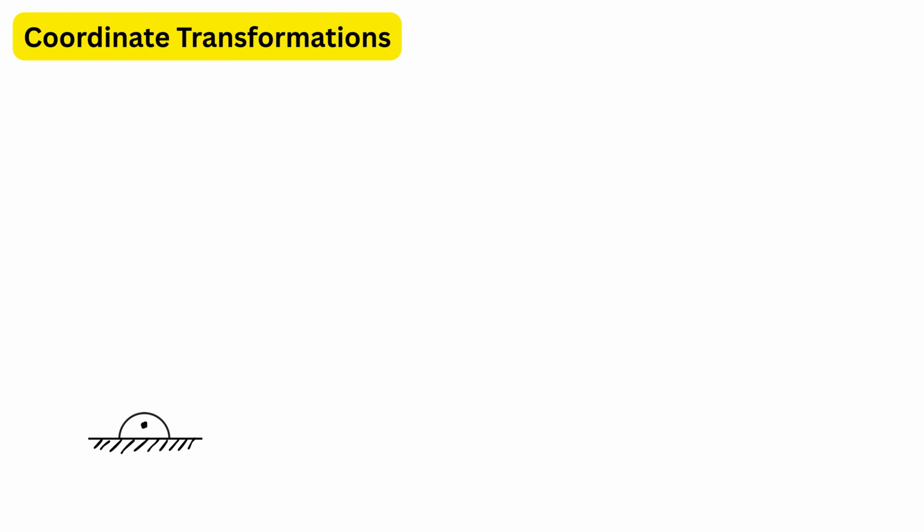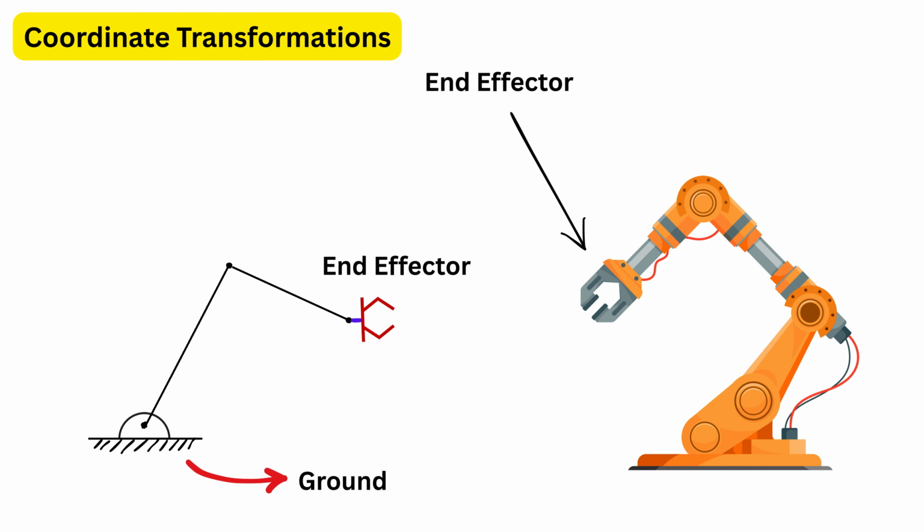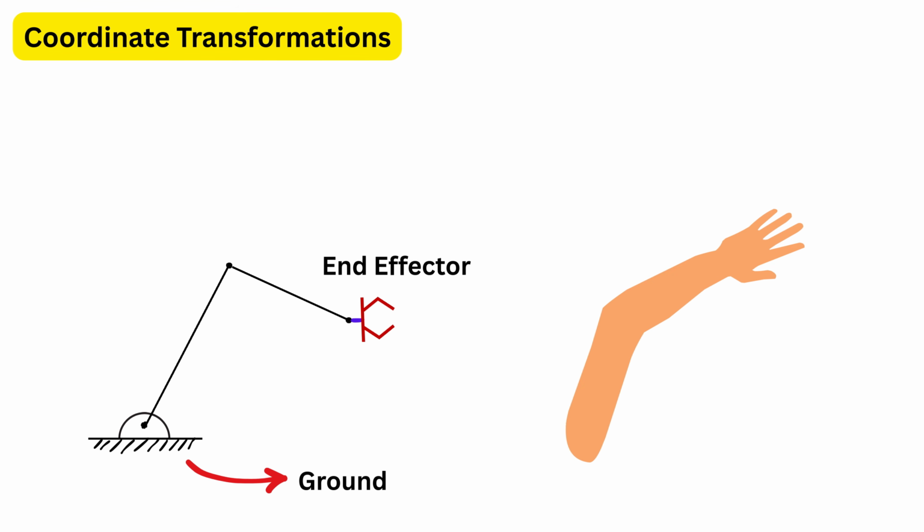Assume I represent my robot with the help of first this link, which is fixed here on the ground, and then I have another link like this. Now there is this thing called end effector, which is attached at the end of this link like this. This end effector can be anything like a camera, a gripper, a laser pointer, whatever the robot is designed to use to interact with its environment. This is the same as the structure of your hand from the shoulder joint.